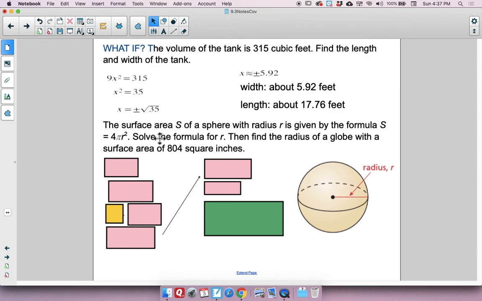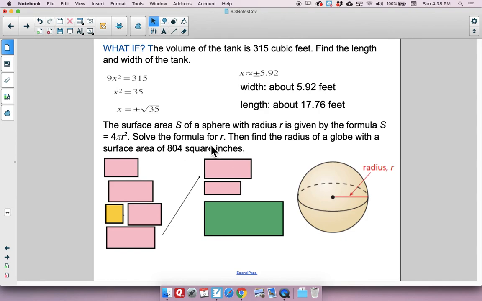Okay, another problem here. Surface area of a sphere. Cool. Another thing that you'll learn in geometry next year. Or just a few months down the road, isn't it? Awesome. Although that's something you'll probably get to at the end of geometry. So anyway, the formula is the surface area of a sphere with radius r is s equals 4 pi r squared. So we want to solve the formula for r, and then once we've done that, we're going to find the radius of a globe with a surface area of 804 square inches.